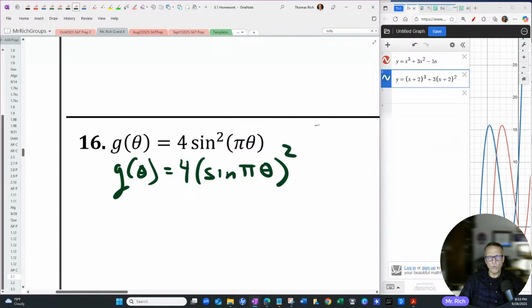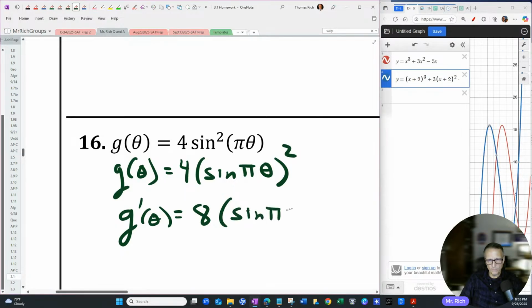Now I can more or less recognize this as a chain rule by using the power rule to start with, because I've got something raised to the second power. When I've got something raised to the second power, the derivative is found by taking that exponent times the coefficient in front, which is 8. I'm going to leave the something alone, and then I'll reduce that exponent by 1, so it becomes a 1 power. So I'll just leave it as that.